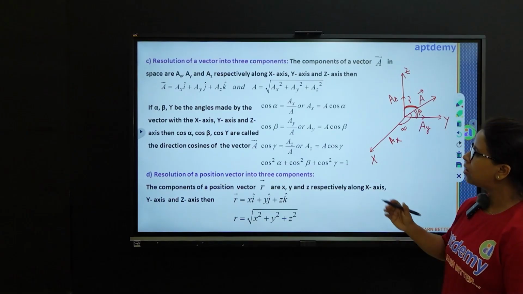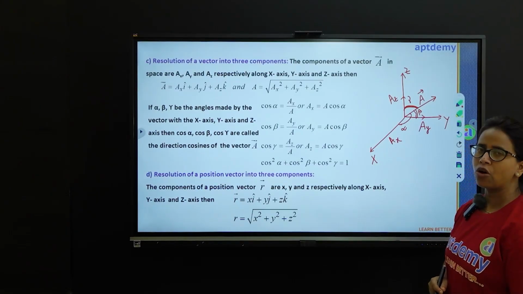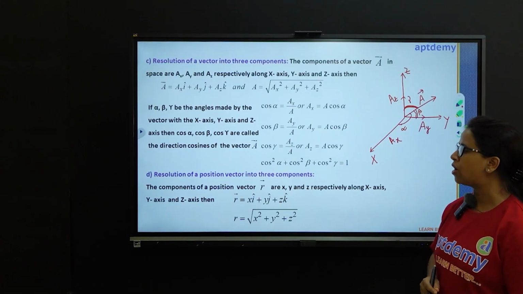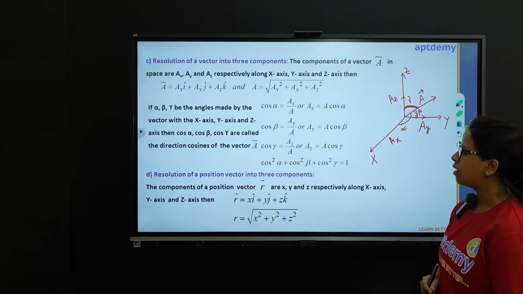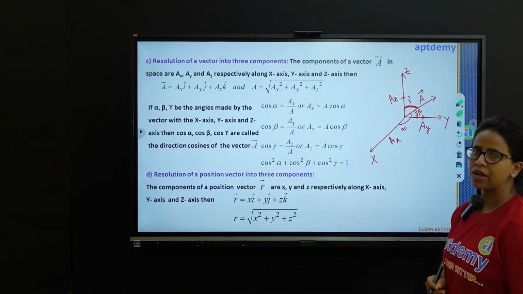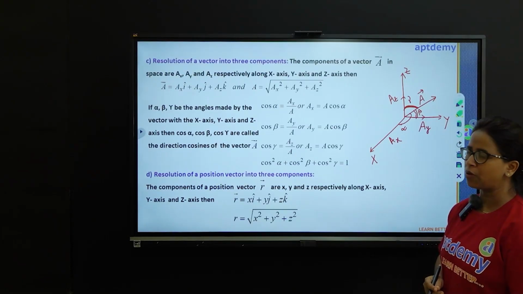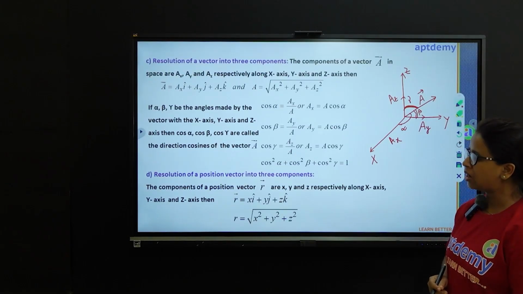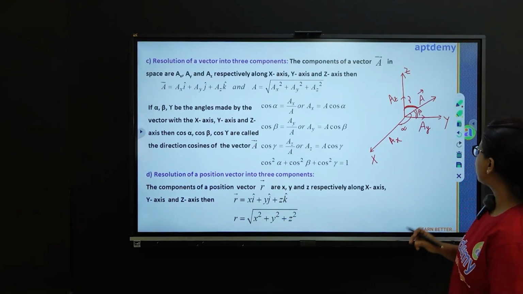Now similarly, we can apply this formula for resolving a position vector into 3 components. Now the position vector r, we can write it as i cap x plus j cap y plus k cap z. The magnitude of the vector being r equals square root over x square plus y square plus z square.